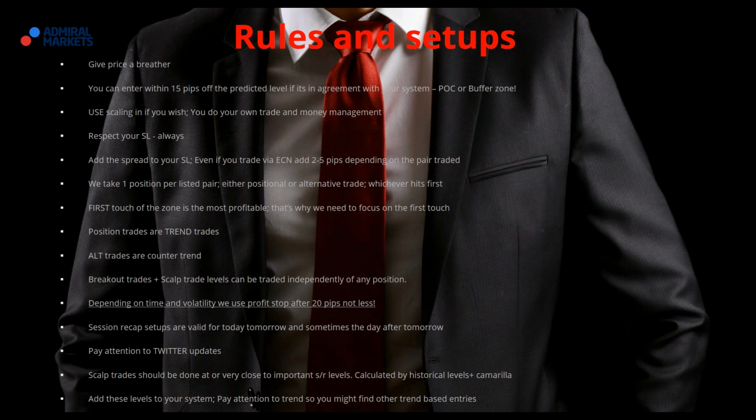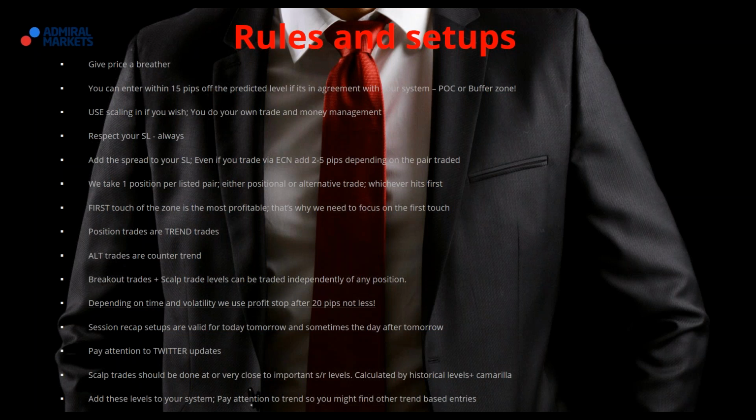Add a spread to your stop loss, even if you trade via ECN, at 2 to 5 pip spread depending on pair traded. We take only one position, so it's either positional or alternative trade. The only exception to the rule is if we manage to get into breakout setup or scalp setup. Both breakout and scalp setups can be traded along with either positional or breakout trade, okay? So that is important for you to know also.